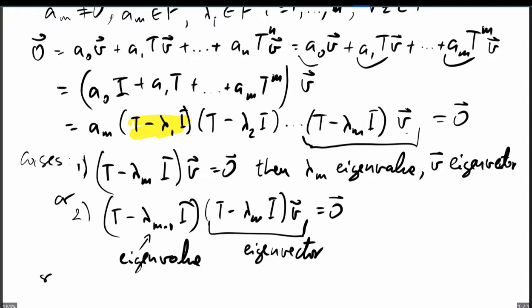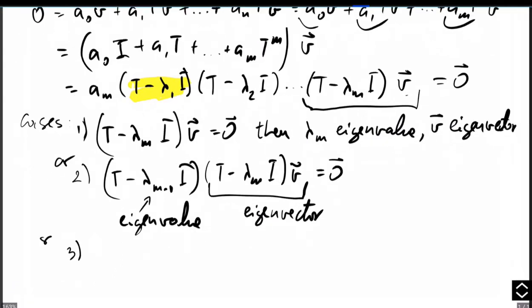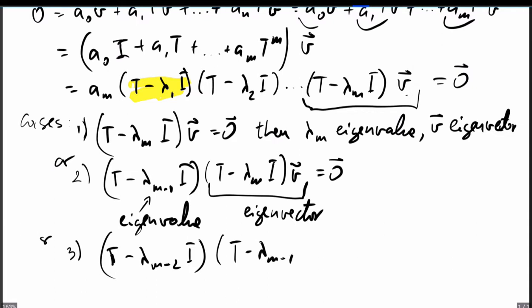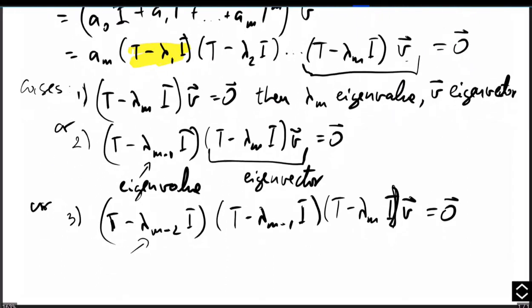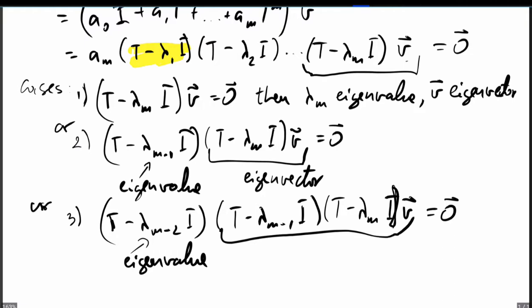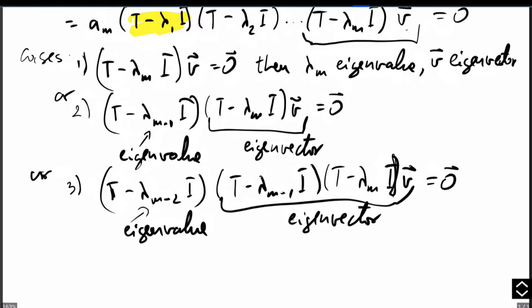So if this is not the case, then continuing like this, we have case 3, when we have T minus lambda m minus 2 I times T minus lambda m minus 1 I times T minus lambda m I applied to v is 0. So this is another possibility. That means lambda m minus 2 is an eigenvalue, and then this would be an eigenvector. So continuing this way, one of the factors will create 0.